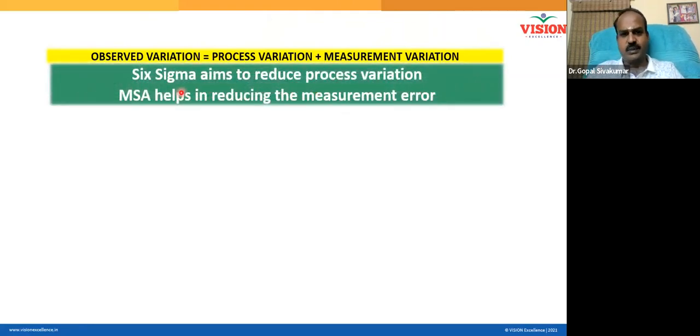So Six Sigma is aiming to reduce the process variation. You can do this very well if the measurement variation is controlled within the prescribed levels. Otherwise, what will happen? You might think that there is a lot of problem, but in reality, there may not be a problem at all. People are simply reporting problems because of the errors in measurement, but in reality, there are no problems, right? So that shouldn't be the case.